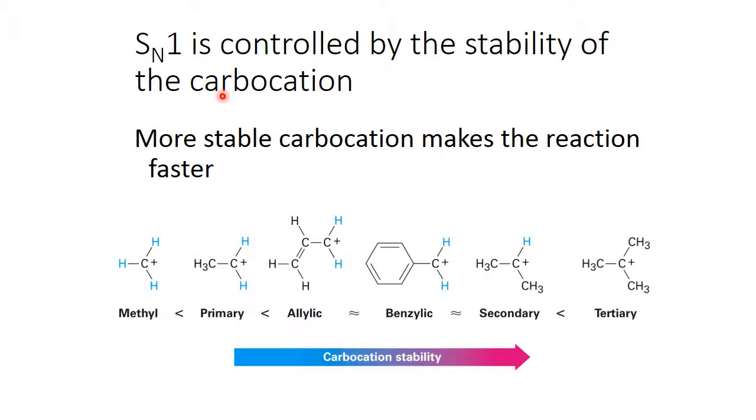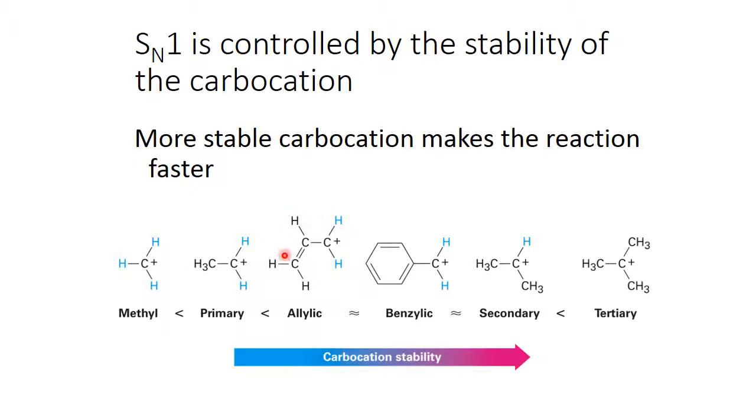SN1 reactions are controlled by the stability of the carbocation. So the more stable the carbocation, the faster the reaction. So tertiary, of course, are going to be very fast. Secondary are going to be next. And of course, methyl will be the absolute slowest, which is like not at all.